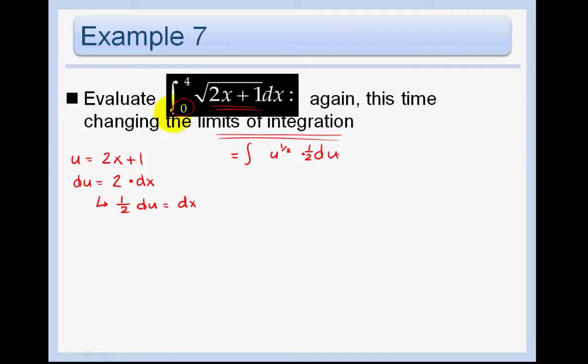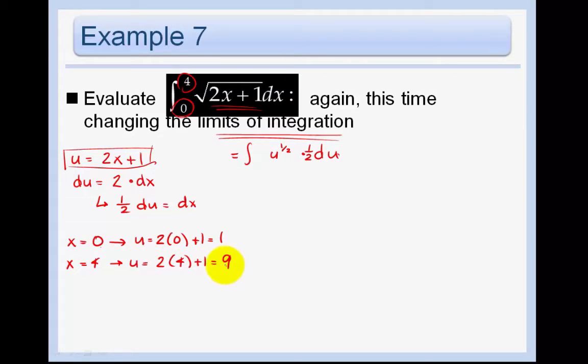All right, first we were saying when x was 0, what is u? This is what u equals. When x is 0, what is u? U is 1. When x is 4, what is u? Nine. So, since I have all u's, I must also have u bounds. So my bounds are going to be 1 to 9.